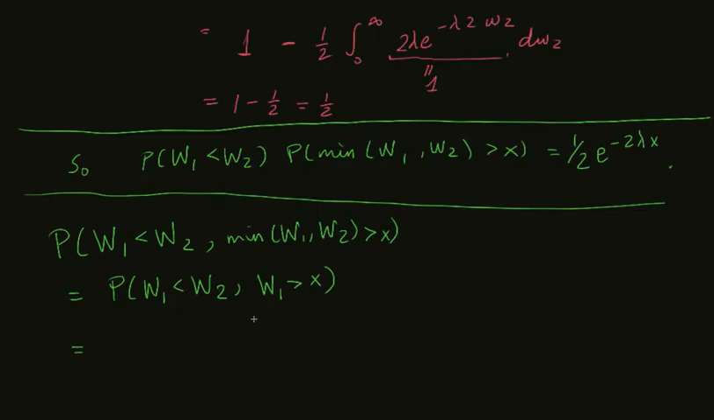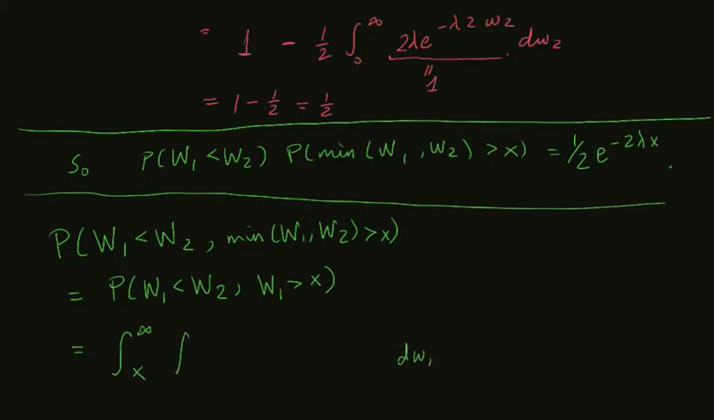I want to find the probability that W1 is smaller than W2 and that W1 is greater than little x. I can attack this in a number of different ways. The way that I would choose is to first and foremost find the probability that W1 is greater than x. So I integrate from x up to infinity with respect to W1.